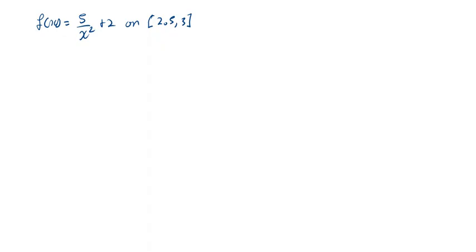Why did I put f of x here? This is supposed to be g of x. So let's evaluate for 2.5. This will be equal to 5 over 2.5 squared plus 2. Working that out on your calculator, we get 2.8.